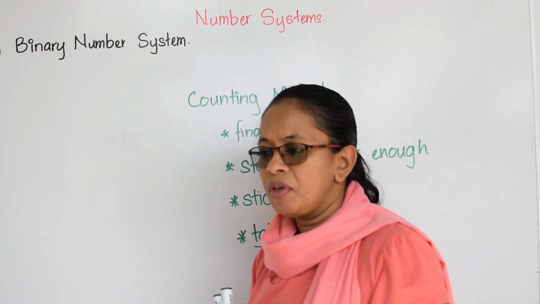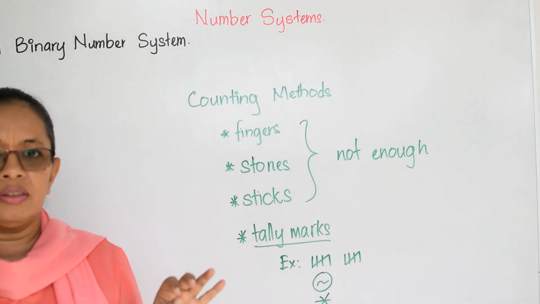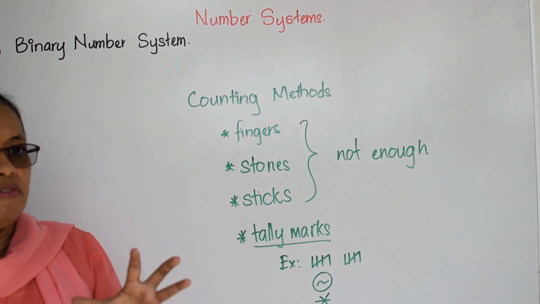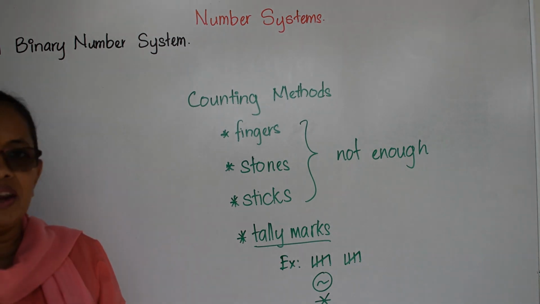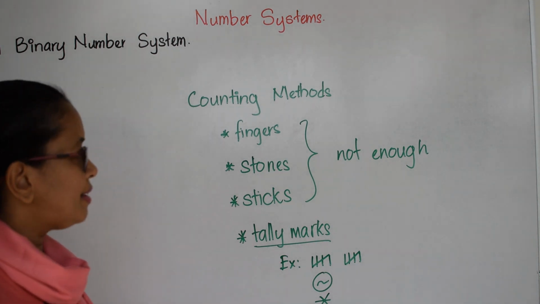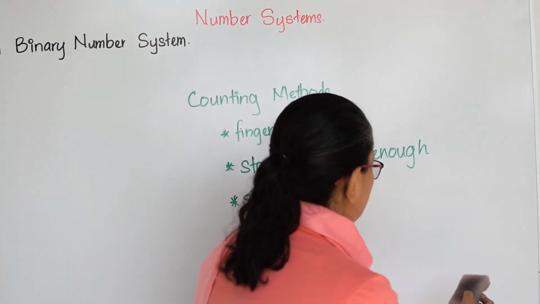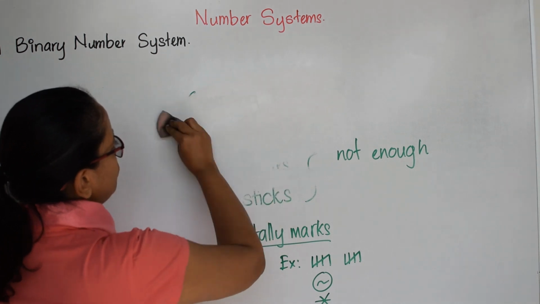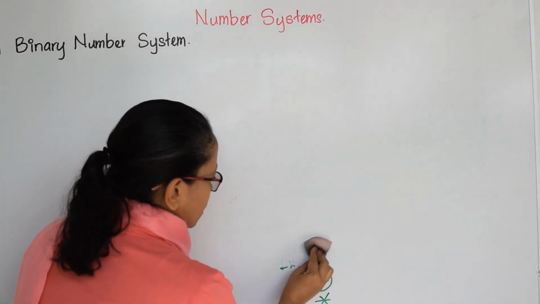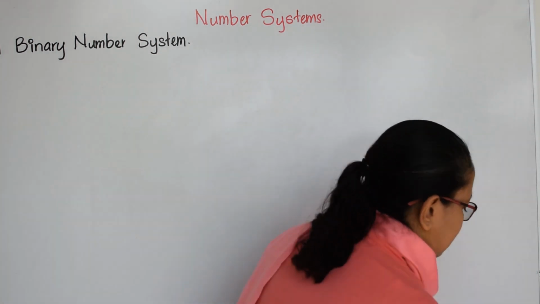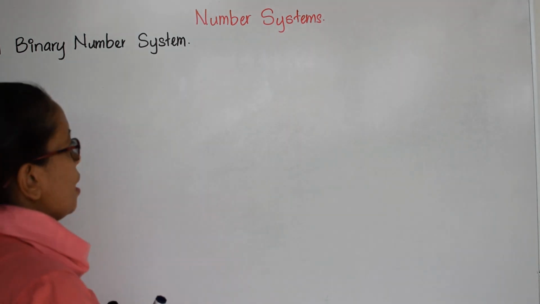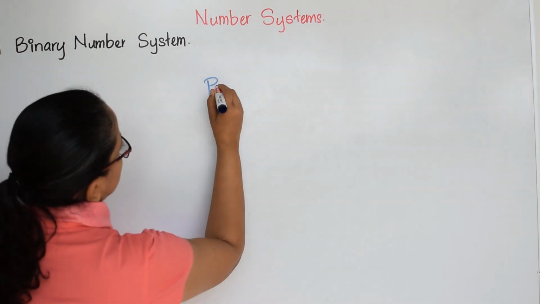Because of that, humans started finding a new method. Through civilization they identified a new method, and they brought this concept into the world, which we are going to learn now, which they call positional notation.